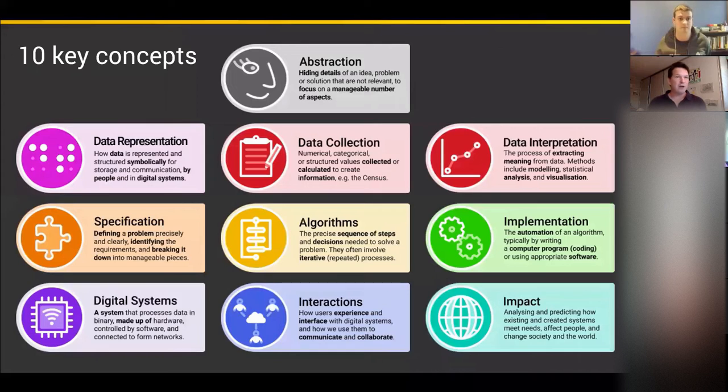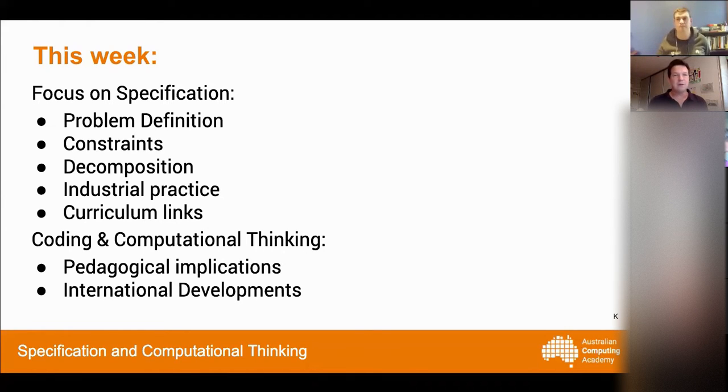Okay, so what are we going to cover this week? We are going to focus on specification. We're going to talk about problem definition. We're looking at constraints, decomposition. We also take a peek into the industrial practice. What's happening outside of the school? How does the industry do it or not? And we're certainly covering curriculum links. And as part of the coding and computational thinking part, more computational thinking than coding really, are the pedagogical implications. And we're also going to take a look at international developments. What are other countries doing, and is there perhaps, or are there perhaps things that we can learn from it?